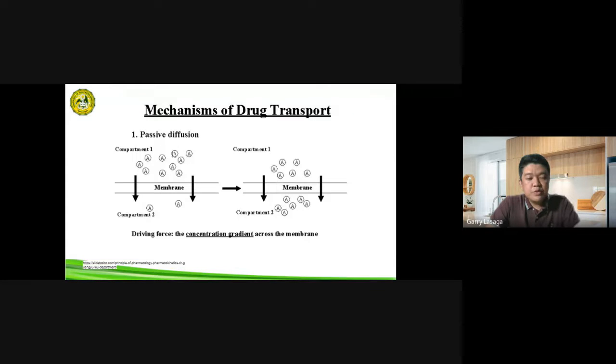Now we have here two compartments that are separated by a biological membrane. One compartment has a higher amount of the drug molecule. The other compartment has a lower amount of the drug molecule. So for passive diffusion, as long as this particular drug is lipid soluble, it can readily diffuse from an area of higher to lower concentration through the biological membranes.